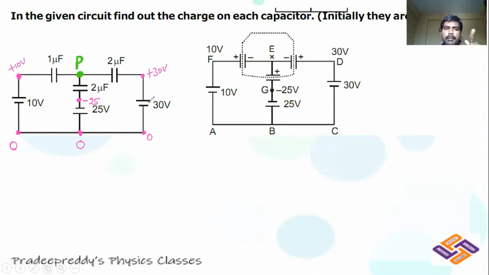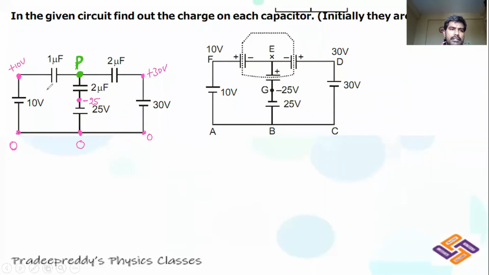But remember, when we are considering that unknown potential, you take that potential as the greatest of all the potentials. So this P, I am considering it as the greatest potential. That's the reason why P is greater than 10 volt, P is greater than plus 30 volt, P is greater than minus 25 volt. That's one important logic you need to remember. P, I am considering it as the greatest potential.